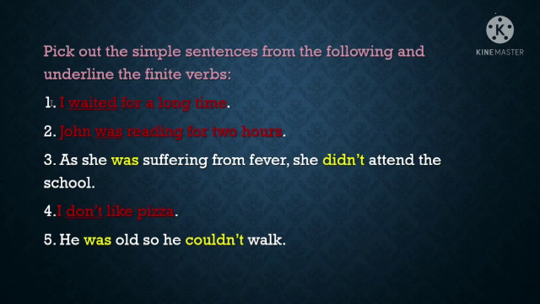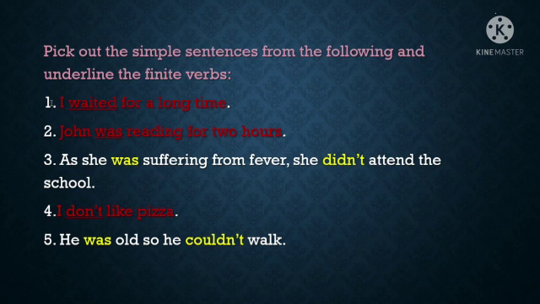And see the sentence. The first clause is the subordinate clause. Why? Because it has to depend on the main clause, she didn't attend the school, to give a complete meaning. Do you understand, students? So in this sentence, as is the subordinating conjunction. We learn about it next. See the fourth example. I don't like pizza. Here don't is the finite verb. So this is a main clause. Only one finite verb we have in this sentence.